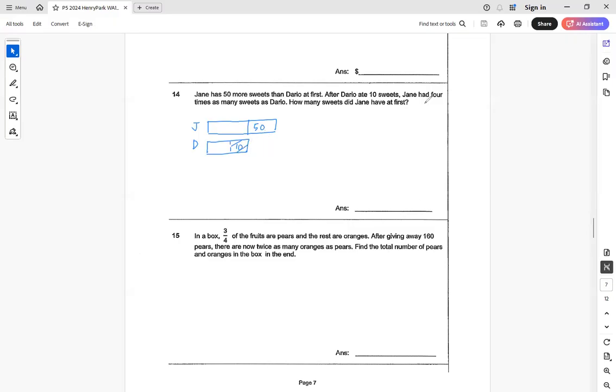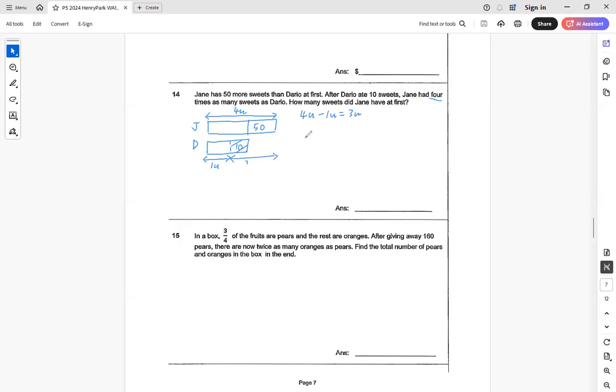Okay, so after that, Jane had 4 times. When I see this 4 times as compared to Daryl, it means that Jane in the end has 4 units and Daryl actually has 1. So take note, he already ate 10, so his remaining sweets is until here only. Okay, so looking at this, always look at the difference in units. So 4 units minus your 1 unit is equals to 3 units. Okay, so the difference between the 4 and the 1 is 3 units, from here to here.